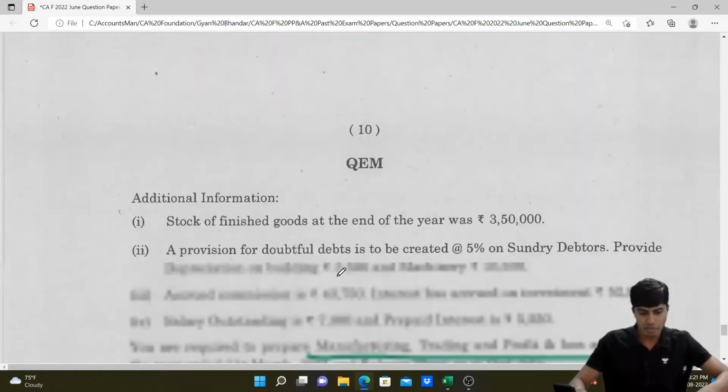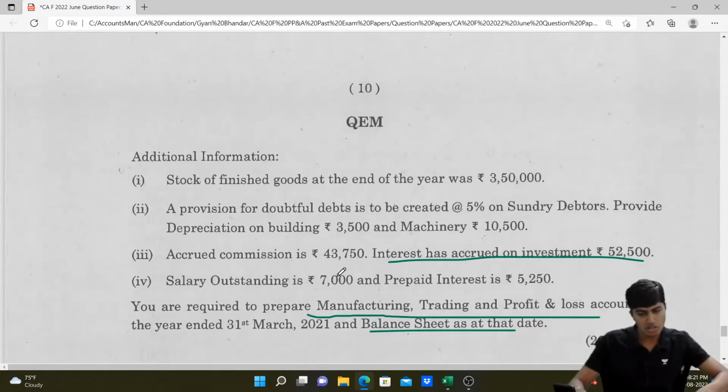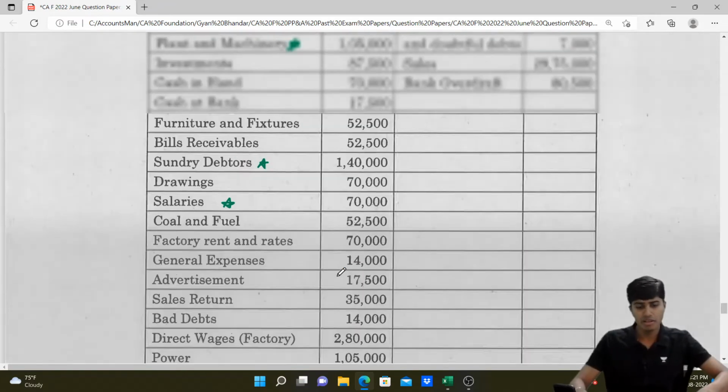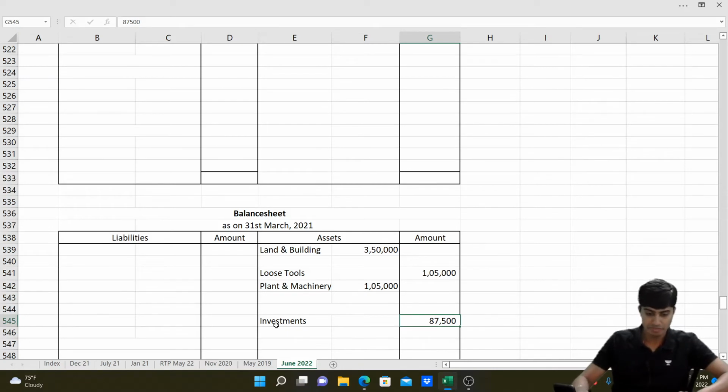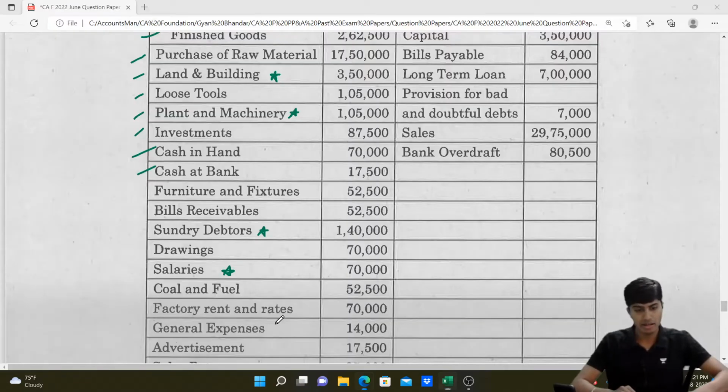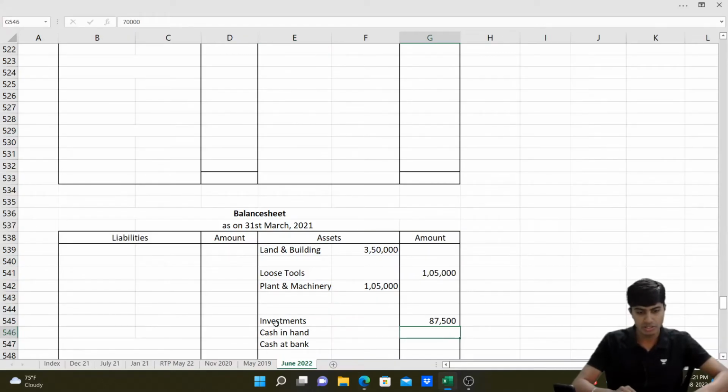I don't think we have any payments. Are we going to do any payments? No, we are not. So I'll write straight away this balance of 70,000 and 17,500 as assets in the balance sheet. Shall I? Investments, cash in hand, cash at bank. Cash in hand is 70,000. Cash at bank is 17,500.